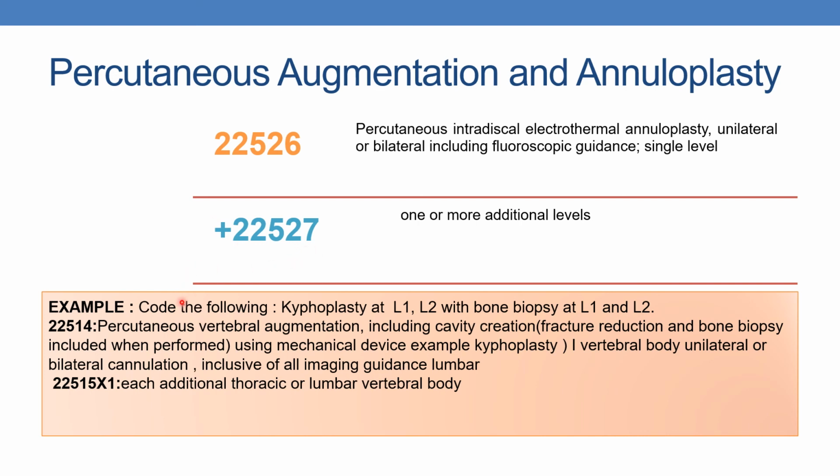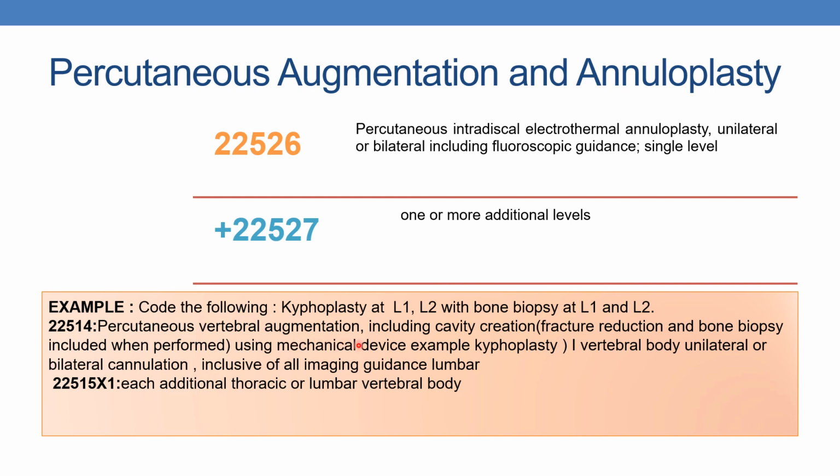Now let us discuss an example. Quote the following. Kyphoplasty at L1 and L2 with bone biopsy at L1 and L2. So kyphoplasty is performed at L1 and L2. Kyphoplasty is included in vertebral augmentation. So the appropriate code is 22514. Percutaneous vertebral augmentation including cavity creation, fracture reduction and bone biopsy. Here bone biopsy is also performed at L1 and L2. And bone biopsy is included in the code description itself.